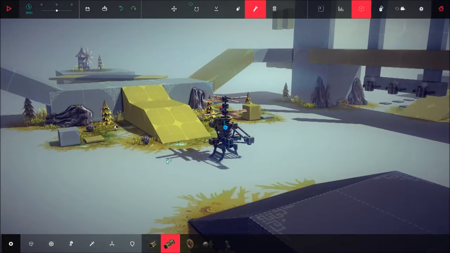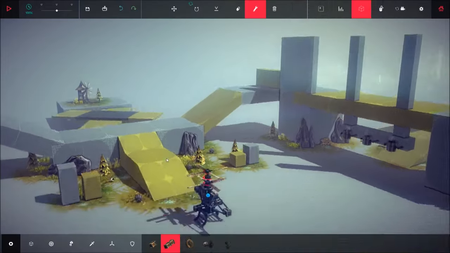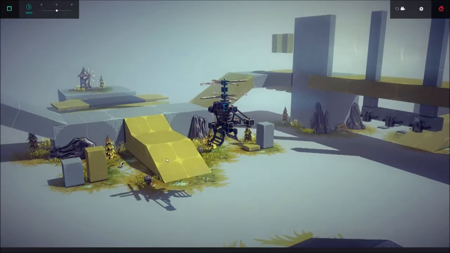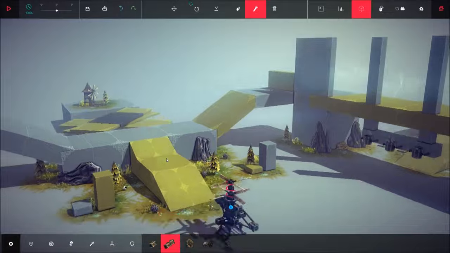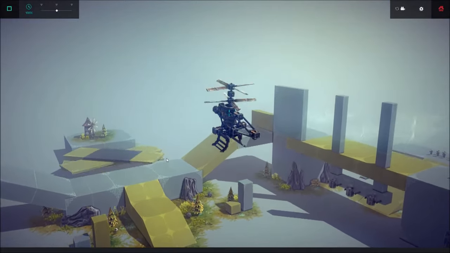The simplest way to negate the torque effect in Besiege is to create a coaxial rotor system, that is, two main rotors spinning in opposite directions at the same speeds. In this helicopter, since both rotors are of the same size and are spinning at the same speeds, only in opposite directions, they will in turn cancel out each other's torque effect, eliminating the need for a tail rotor.